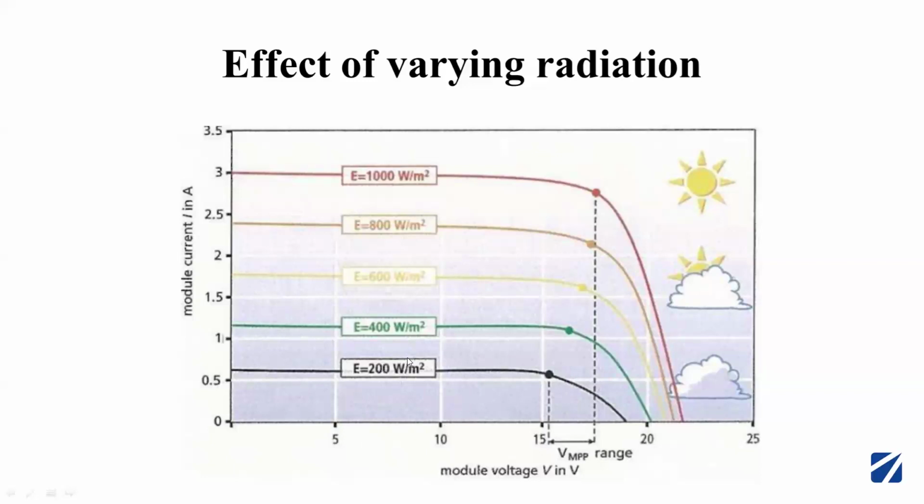As the radiation increases, you can see the IV curve changes. This range we call the VMP range. We always want the PV module to give its output at this maximum power point, to operate at this point. The power output increases as the radiation increases. The voltage decreases, but this is very much less significant compared to the increase in current.